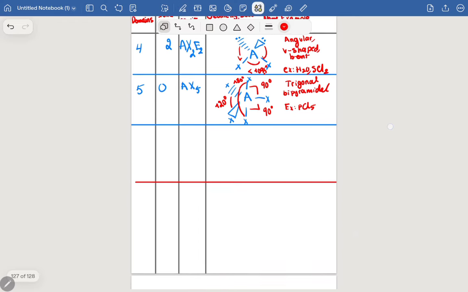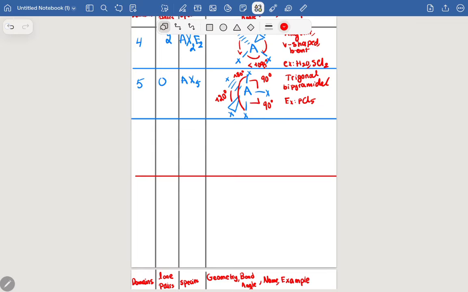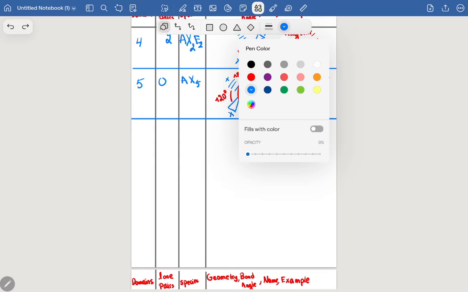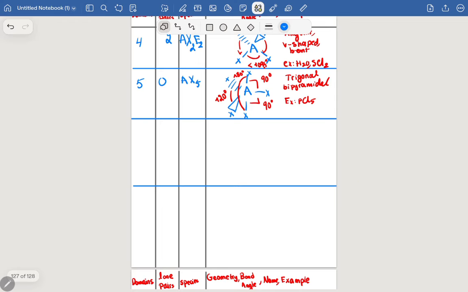I did the wrong color, my bad. I like to be color coded. Sorry if it's taking a bit of time, but I like to stay and remain color coded. It's very important for me.